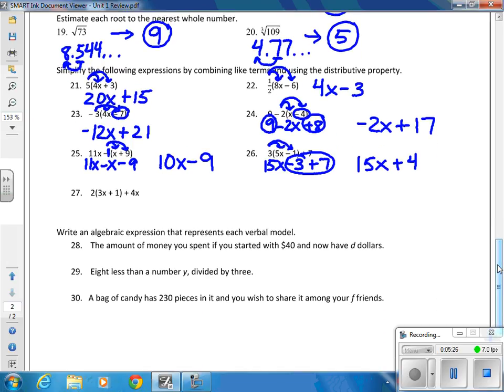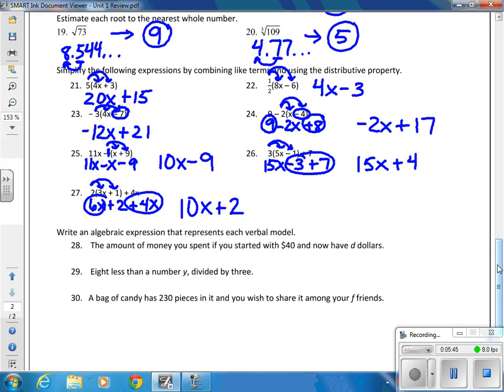For number 27, once again, distribute first and then combine. 2 times 3x is 6x. 2 times +1 is +2. Bring down +4x. Combine your variables first. 6x plus 4x is going to give you 10x. Nobody goes with the +2, so +2 is the constant in your answer.